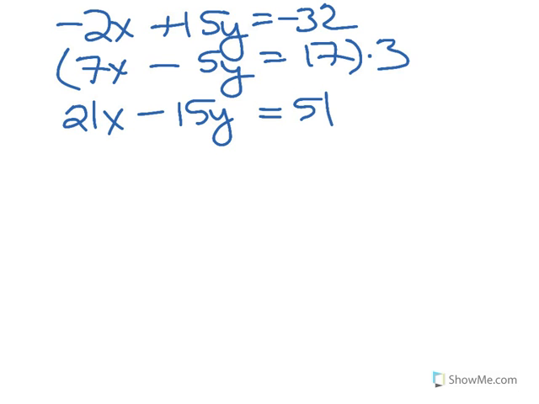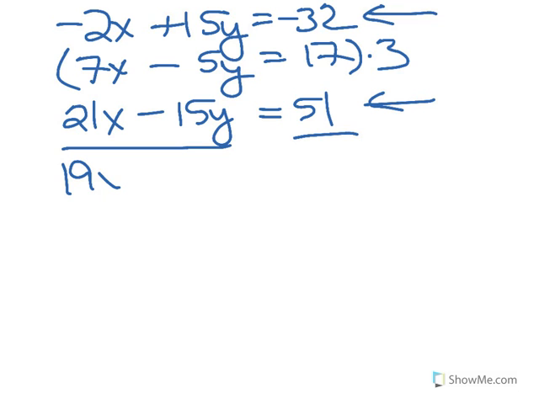Now I can simply add the first and third equations to eliminate y. Negative 2x plus 21x is 19x. 15y plus negative 15y is gone, and that's what I wanted. Negative 32 plus 51 is 19. Well, if we divide both sides by 19, we find out that x is 1. Now we need to take that value and substitute it back into one of the two equations. Let's use the second equation. So I'm going to take x and put it in.